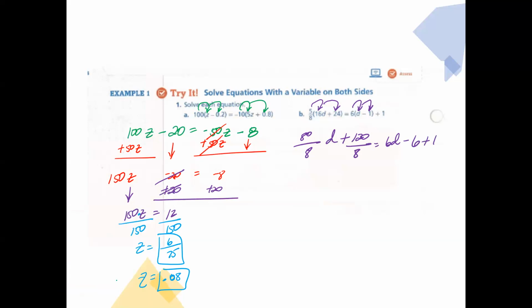I want to clean this up a little bit. It looks a little bit ugly right now. So I know that 80 divided by 8 is going to give me a 10.